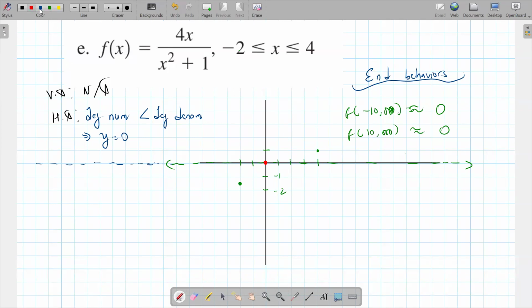That means this function would look something like this. It's going to come right here, go through here. There has to be a turning point somewhere. Goes through here, and again, it's going to come down to 0. So that is what it would look like. Is this making sense?